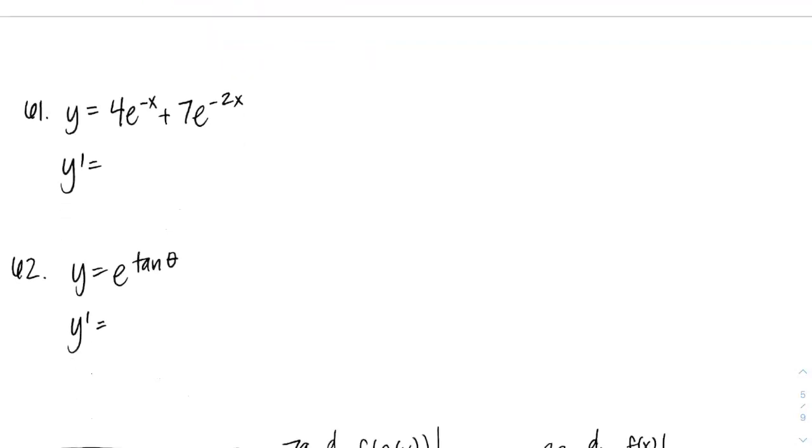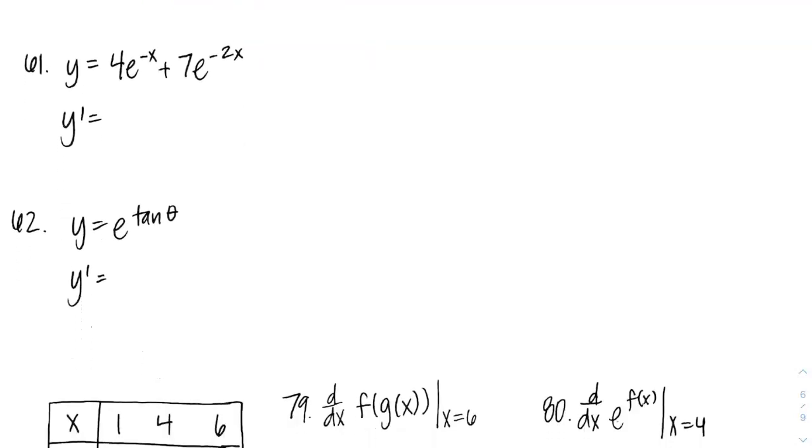So next one is 61. These are e problems. Again, for me, e's should be the easiest thing in the world. They're always done the same way. Copy them and then times by the derivative of the power. That's all we're doing for e's.